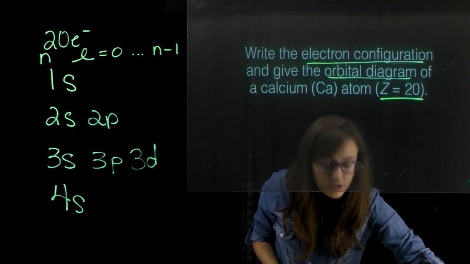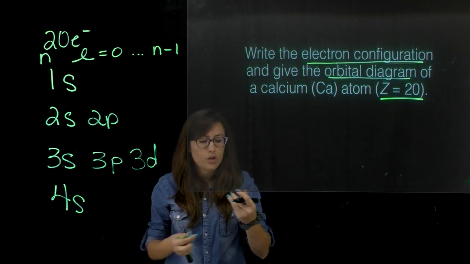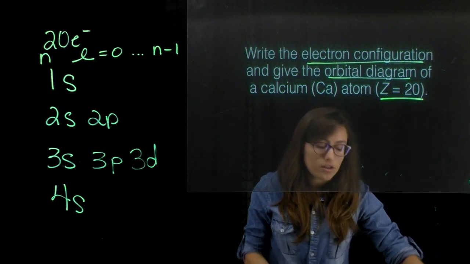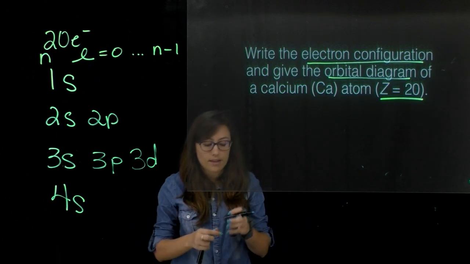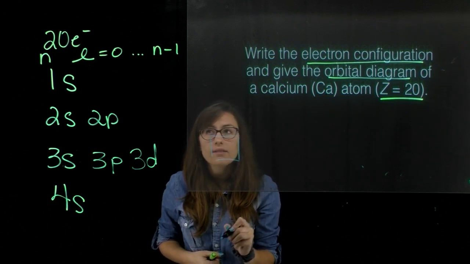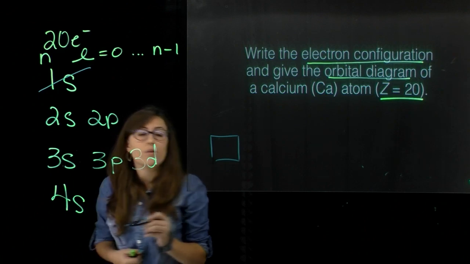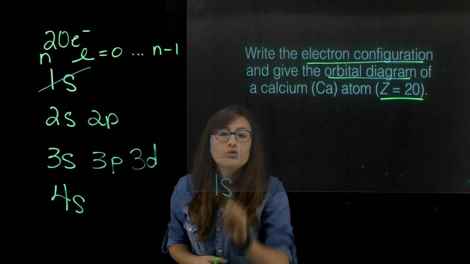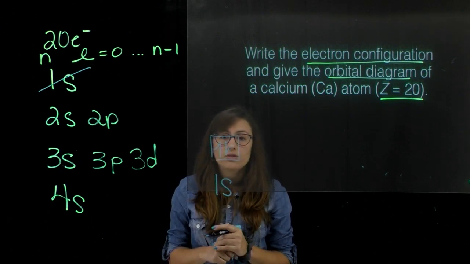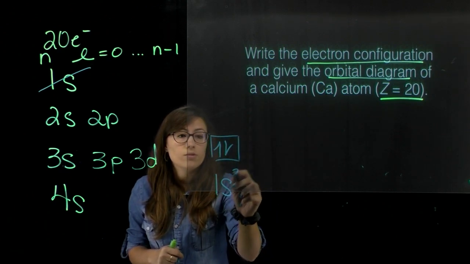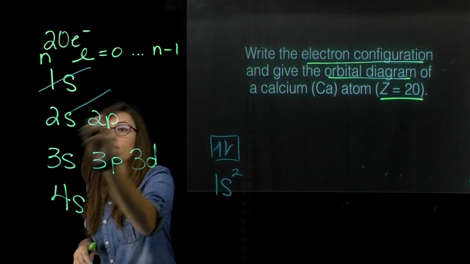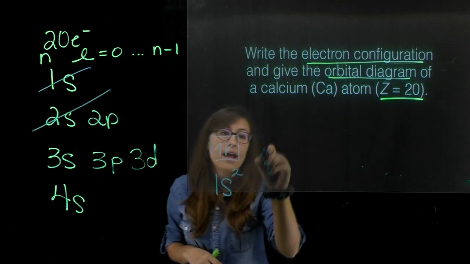So let's go ahead and start answering this, and I'm going to be doing this all in one. As I answer the orbital diagram, I'll also go ahead and answer the electron configuration at the same time. So I'm going to draw my very first box. I know I'm going to have to fill in the 1s orbital first. We know 2 electrons can be placed into each orbital, so we place 2 electrons into the 1s orbital, so 1s2. Well, I still have 18 electrons to distribute, so I go ahead and fill in the next orbital, the 2s.